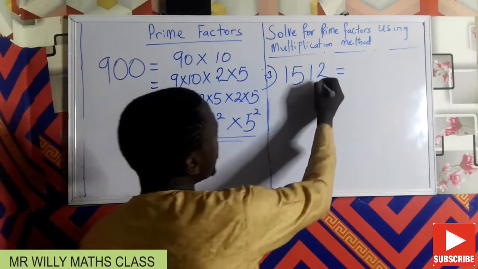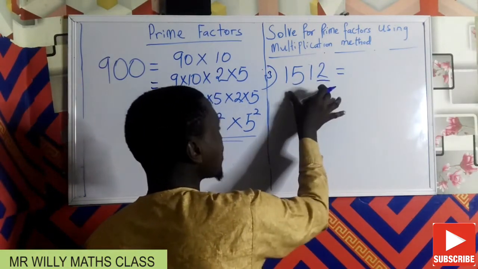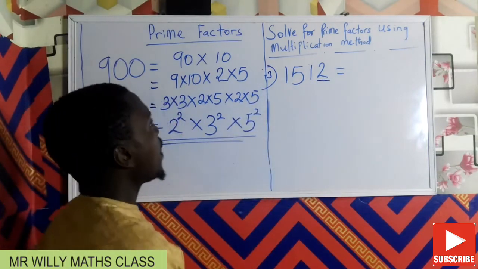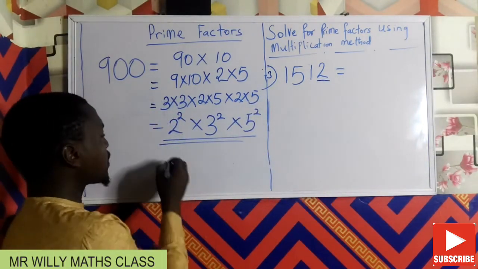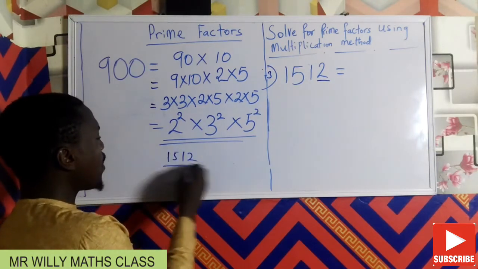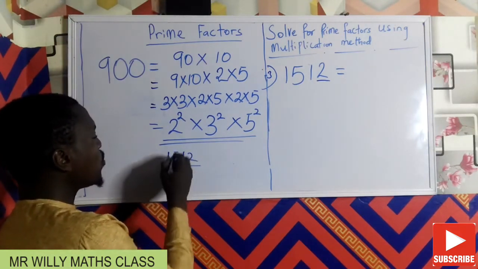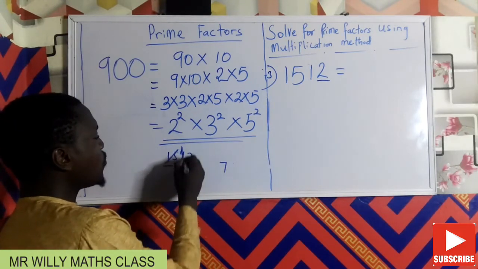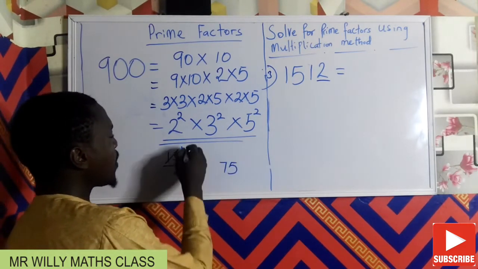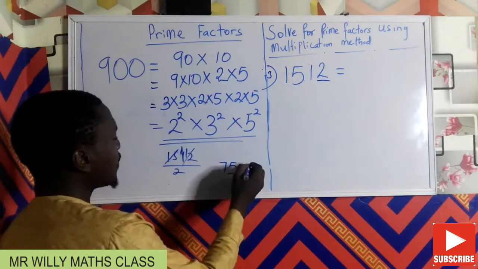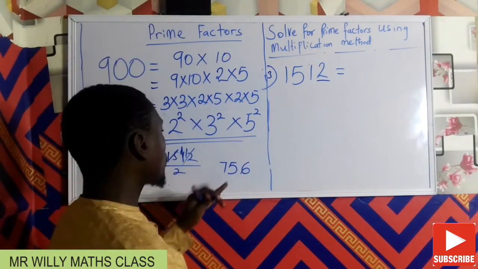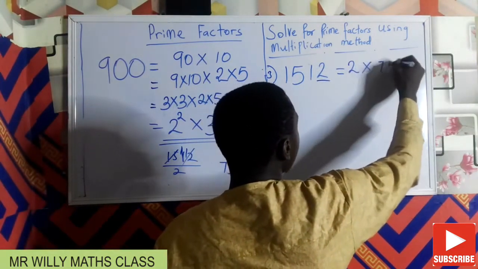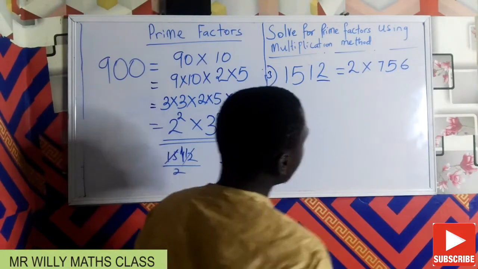If you look at the terminal number here, which is 2, you will know that if you divide this number by 2, it will surely be doable. I'm just going to do a rough work on this side. 1512 divided by 2. 2 in 1 is not possible. 2 in 15, that will be 7, remainder 1. 2 in 11, that will be 5, remainder 1. 2 in 12, that's 6. So that's 756. 2 times 756 will give you 1512.